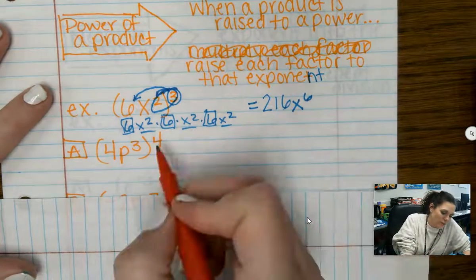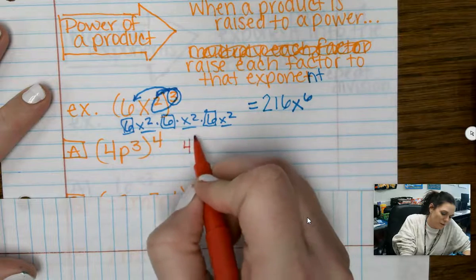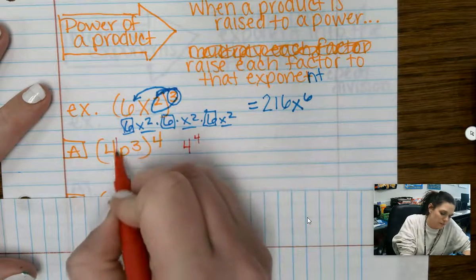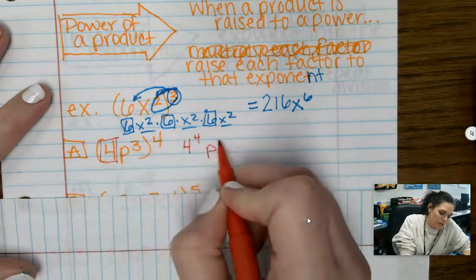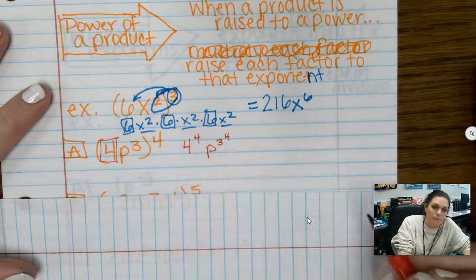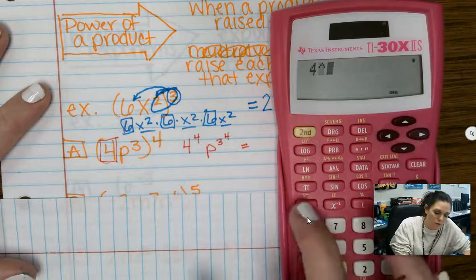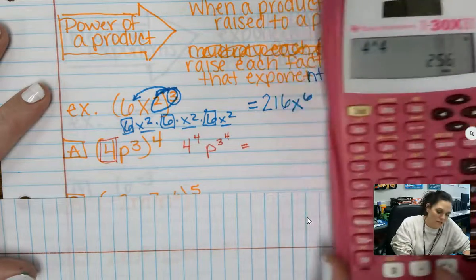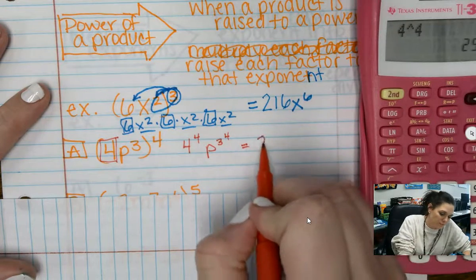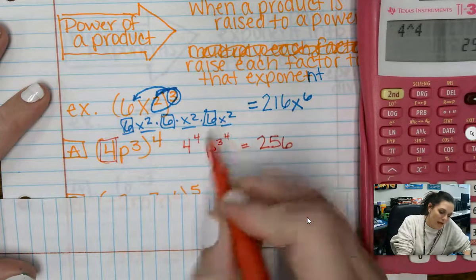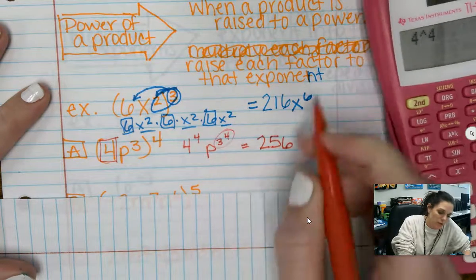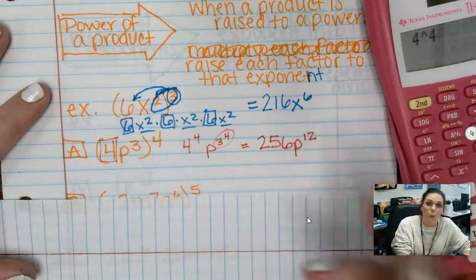All right, so this would turn into 4 to the 4th. So that's this first part. And it would be p cubed to the 4th. So I would use my calculator and I would say, okay, well, 4 to the 4th power, well, that's 256. And p cubed to the 4th, well, that would be p to the 12th.